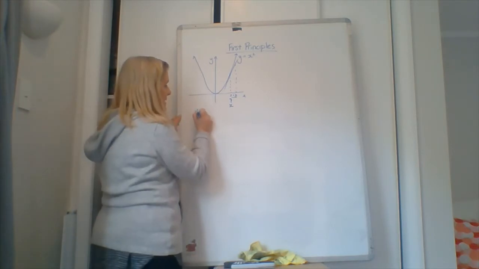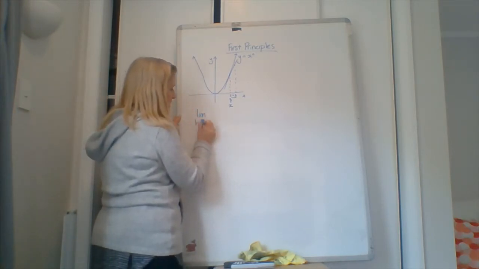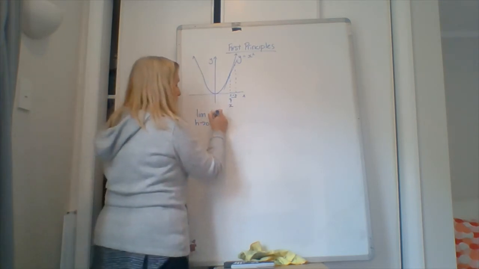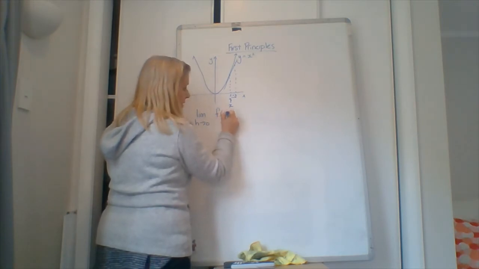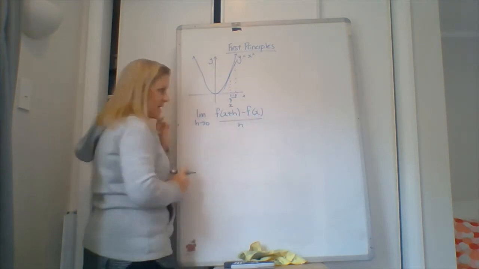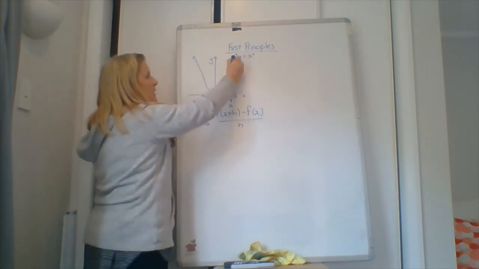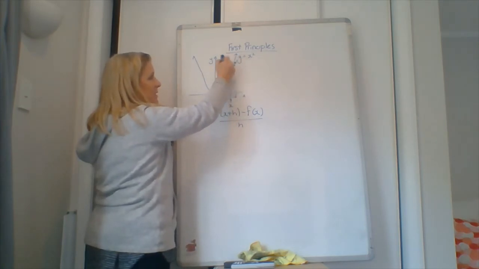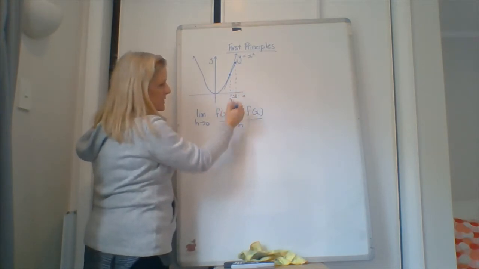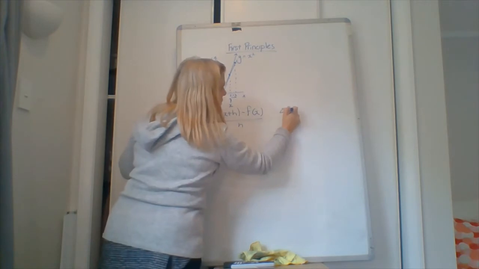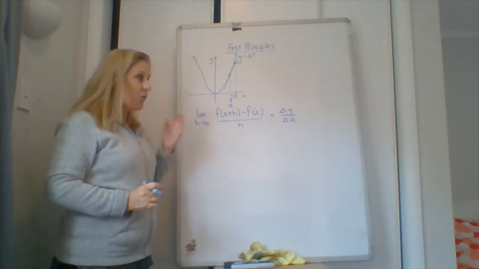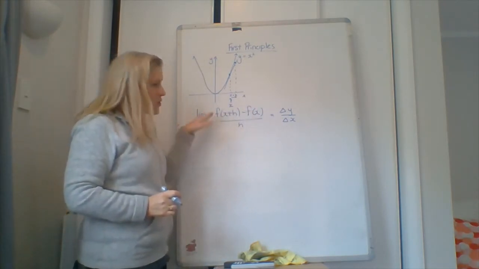So that limit statement says the limit as h approaches 0, as h shrinks down, so we're absolutely on top of that x value, of f of x plus h minus f of x, over h. So what is that? That's this value minus this value. So that's the difference in the y's, and h is the difference in the x's. So that's the difference in the y's over the difference in the x's. What does that look like? You're right, it's a gradient. So this thing here is just the gradient.